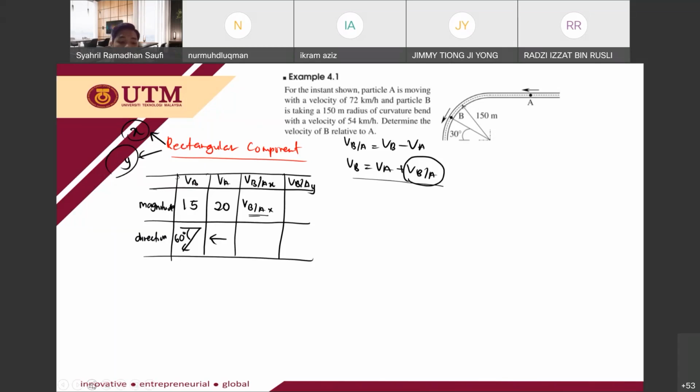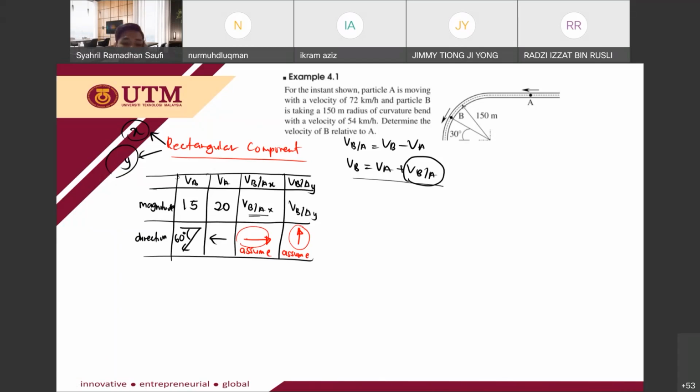We made the assumption for the direction. So I just assume that VB through A along X is just to the right. Okay, this is what we assume. The same goes for VBAY; we assume it is also upward. We will get the correct direction after we do the calculation. And then here is VBAY.